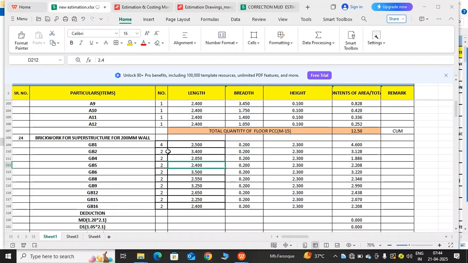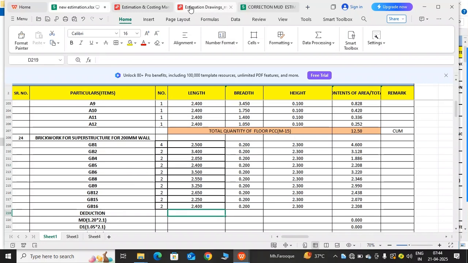Engineers, it is done. Look at this. I wrote them completely. How many GB1 do we have? What is the length? You should write only the length for the rest of them, GB4 till GB16, and the width and height are the same.